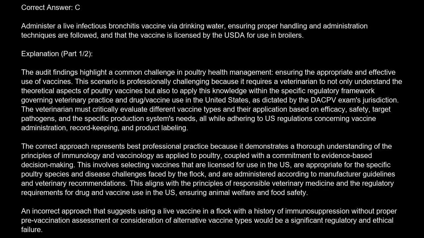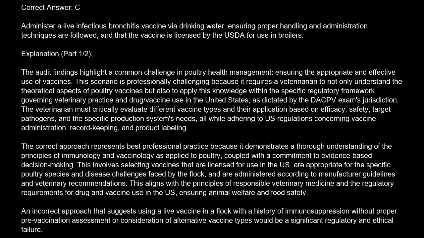The correct answer is C. Administer a live infectious bronchitis vaccine via drinking water, ensuring proper handling and administration techniques are followed, and that the vaccine is licensed by the USDA for use in broilers. Explanation. The audit findings highlight a common challenge in poultry health management, ensuring the appropriate and effective use of vaccines. This scenario is professionally challenging because it requires a veterinarian to not only understand the theoretical aspects of poultry vaccines, but also to apply this knowledge within the specific regulatory framework governing veterinary practice and drug/vaccine use in the United States, as dictated by the DACPV exam's jurisdiction.